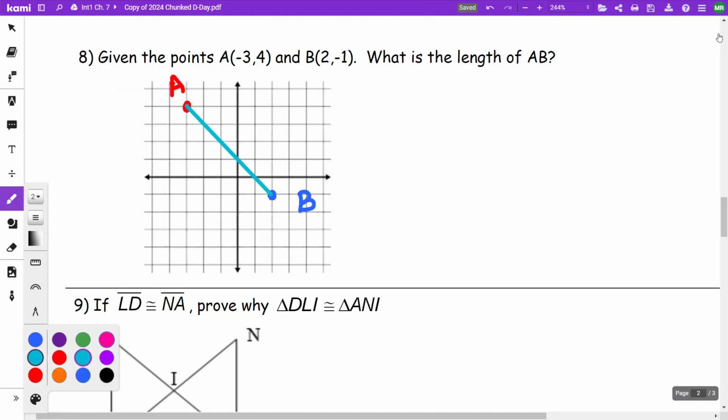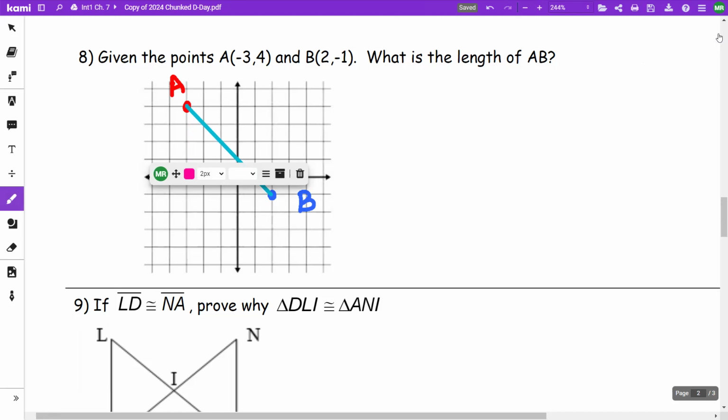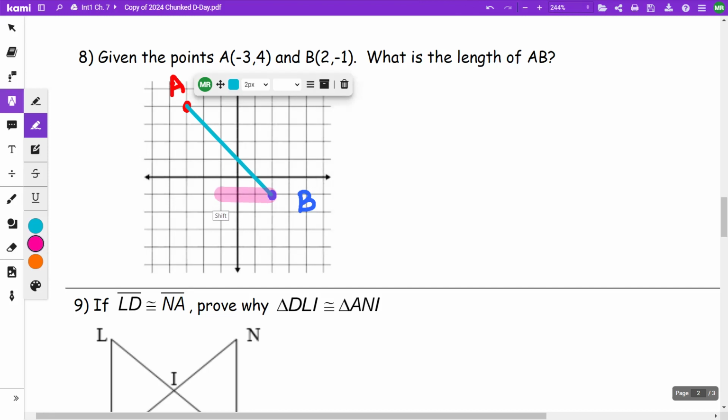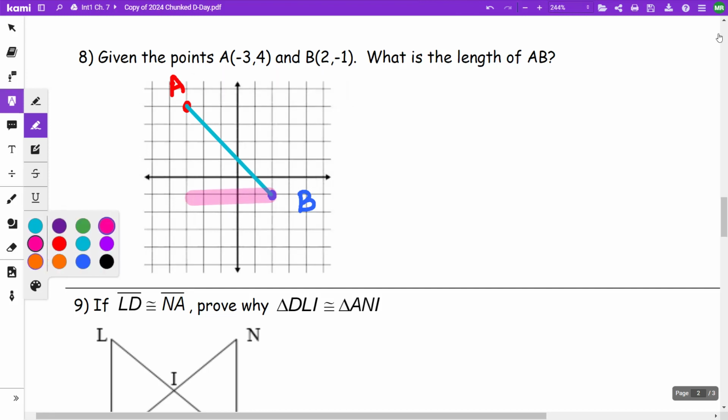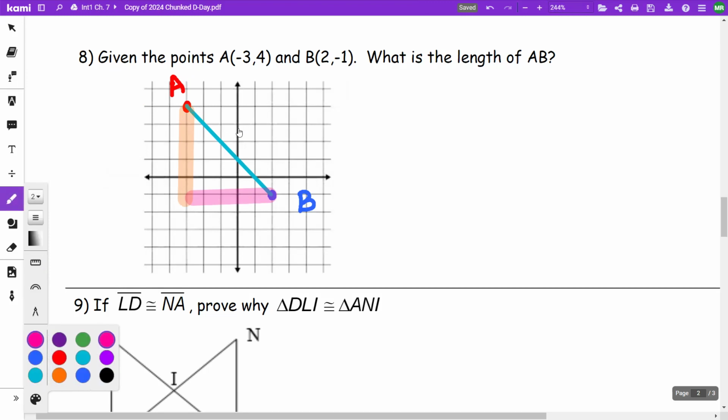So I can do a right triangle, and I want to figure out those lengths. Let me color code these. Sorry, just get that out of my way. Okay, so let's say I've got that length, and then let's say I have this length that I'm looking at. I'm just going to highlight them so you know that that's not really part of what I was trying to draw. I'm using this to find the length. So I'm going to count 1, 2, 3, 4, 5.